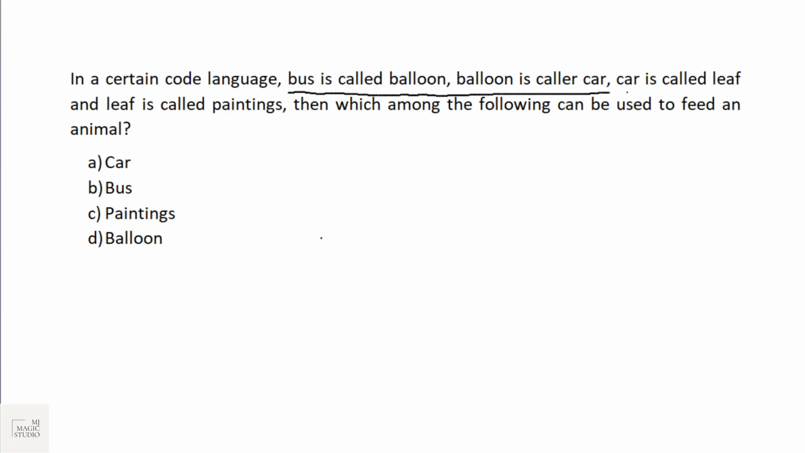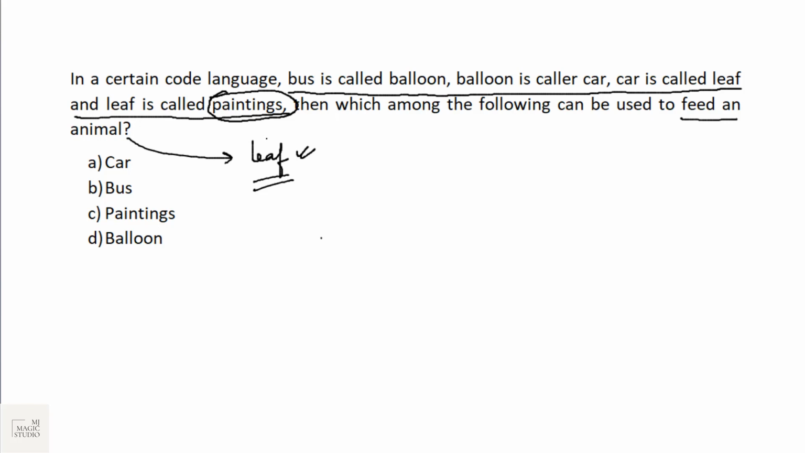Same type of question. Here bus is called balloon, balloon is car, car is leaf, and leaf is called paintings. Then which among the following can be used to feed an animal? We need leaves. Whenever we go and ask for leaf, leaf is called painting. They will give you something, we don't know what, but you need to get leaf and it is known as paintings. So you need to ask for paintings, and they will give you leaf, because leaf is called paintings. Go for paintings and get the leaf.